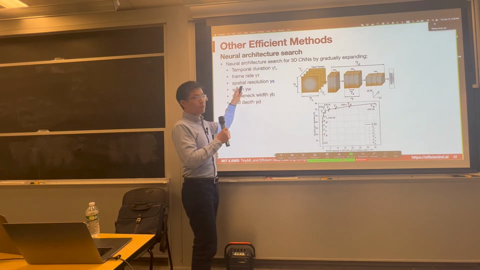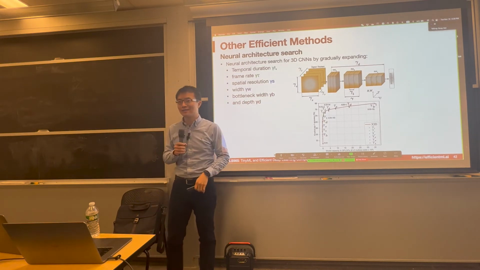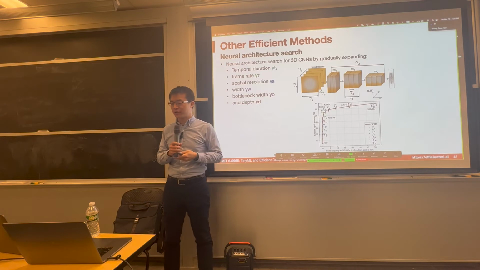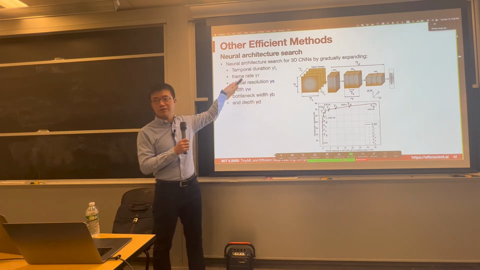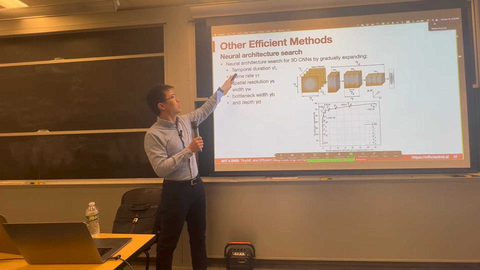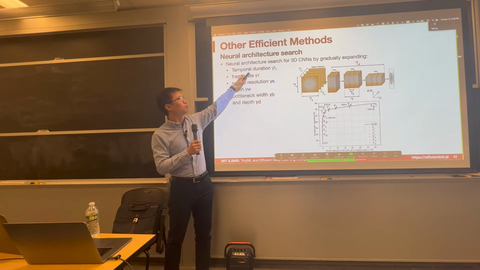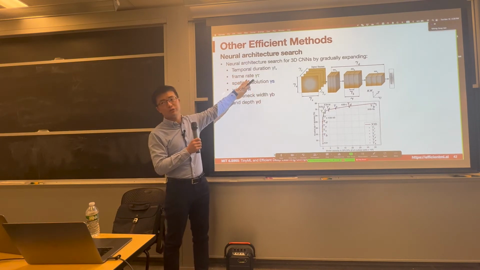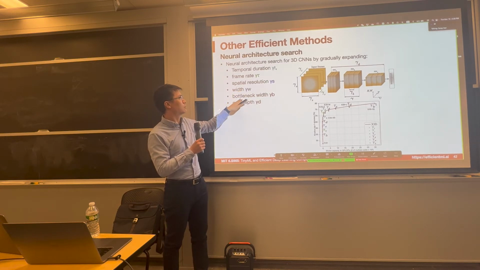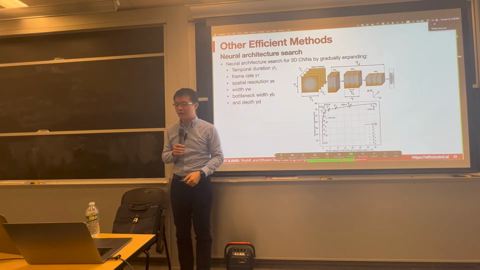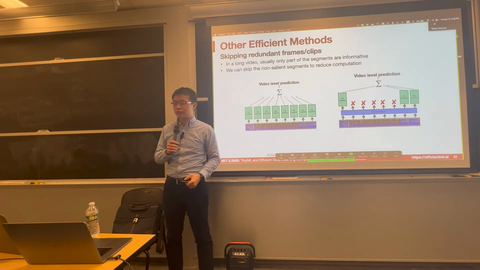Okay, so apart from the new design spaces, we also have neural architecture search, like we mentioned in the first couple of lectures in this course, right? So here we can search different dimensions, gradually expanding the following dimensions: temporal duration, the frame rate, the spatial resolution, the width, the bottleneck width, and the depth of the neural network to gradually improve the performance.